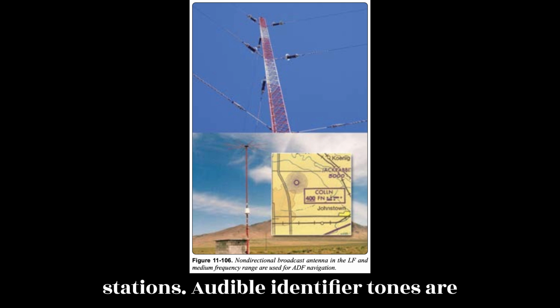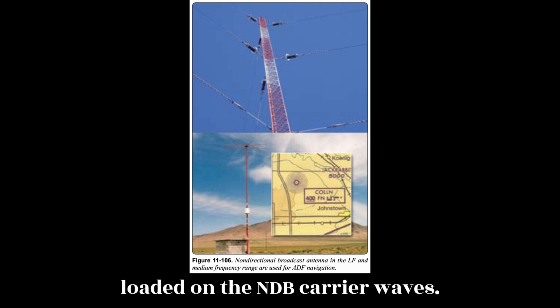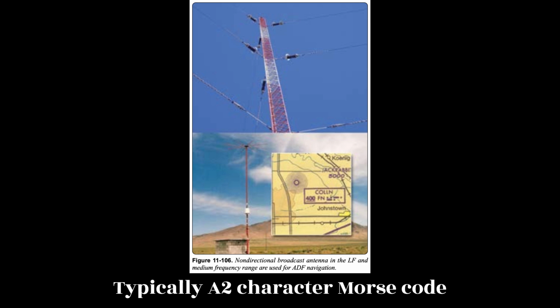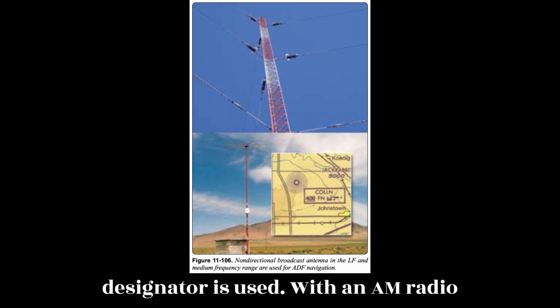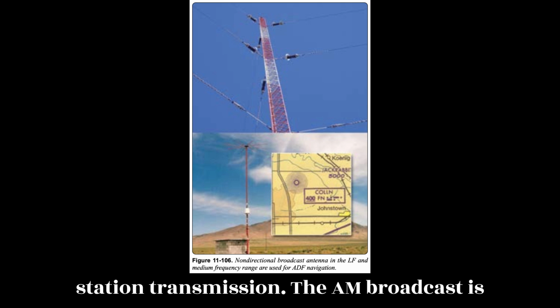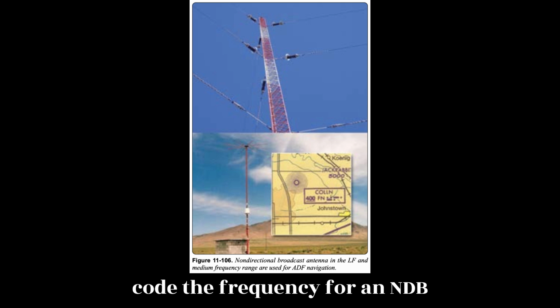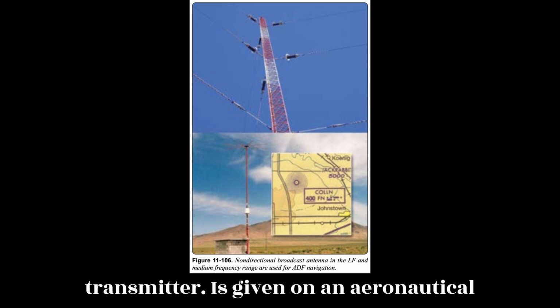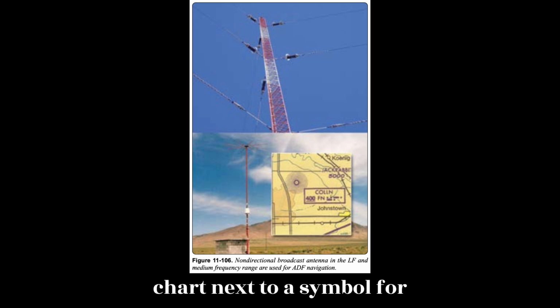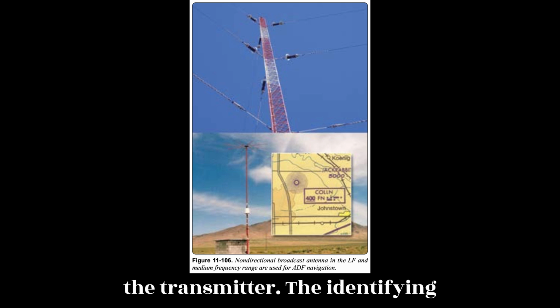Audible identifier tones are loaded on the NDB carrier waves. Typically, a 2-character Morse code designator is used. With an AM radio station transmission, the AM broadcast is heard instead of a station identifier code. The frequency for an NDB transmitter is given on an aeronautical chart next to a symbol for the transmitter. The identifying designator is also given.